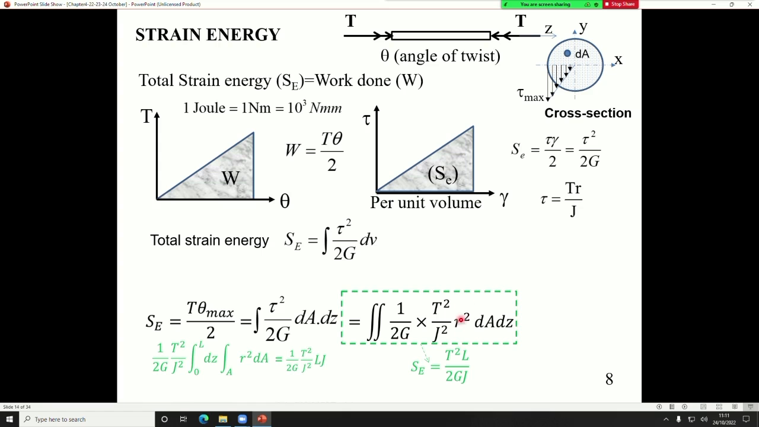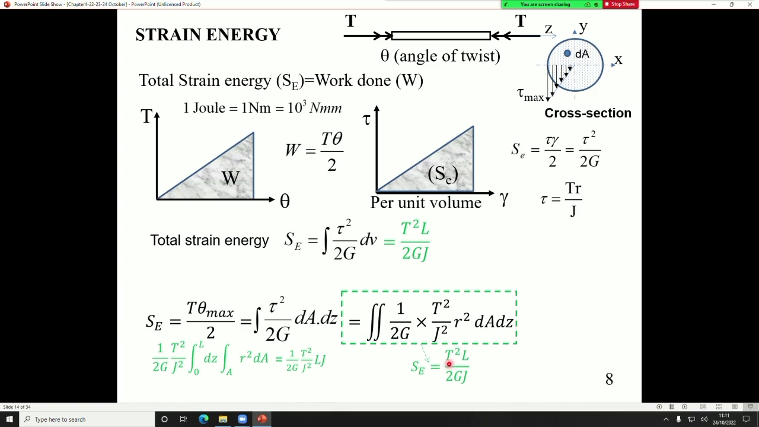I noticed that in your PDF file, this bit has been removed. I don't know why. However, this is correct. This must be here. And so this gives us the total energy stored in a bar. Please write down next to this term: this is only applicable if the section has a circular shape and is uniform along its length. We can directly use this equation.